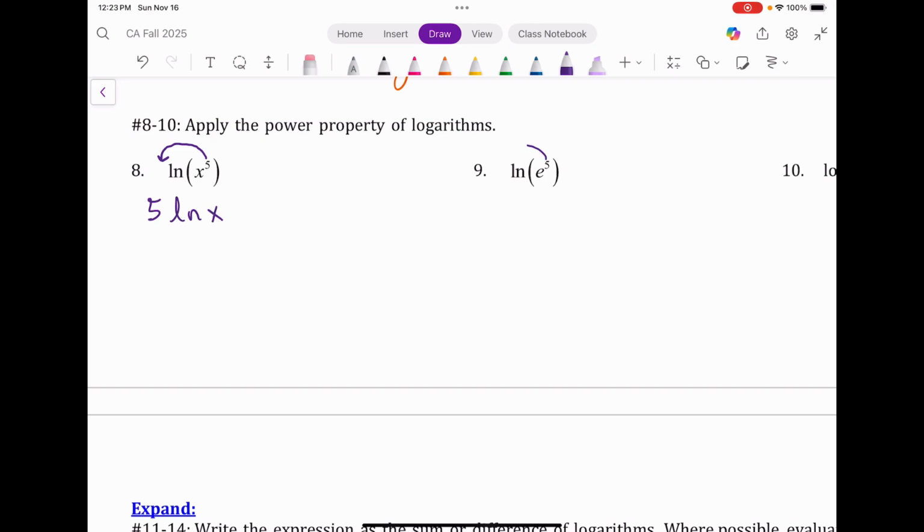9, we can do the same thing. So we have 5 natural log of e. Okay, natural log of e is just 1. So we just have 5 times 1, which is 5.